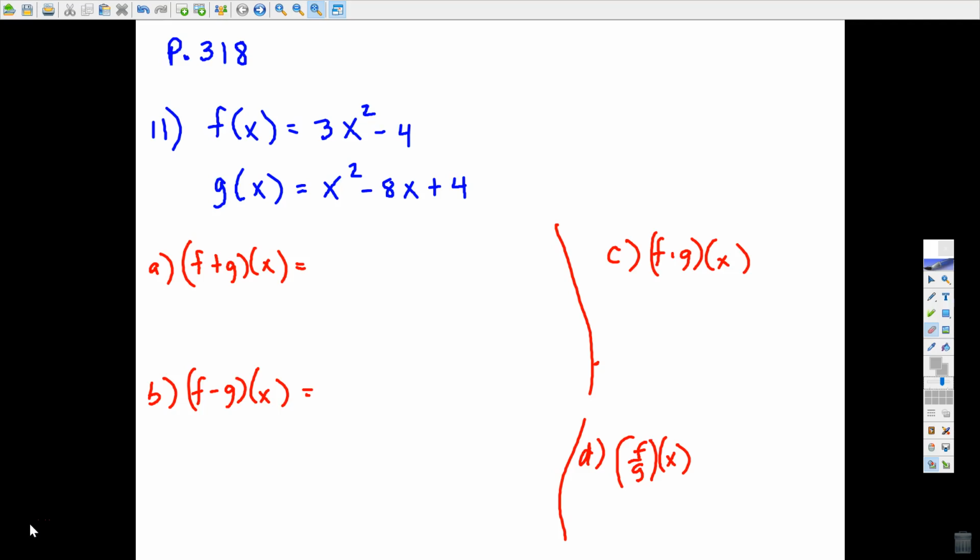Here's some homework help for lesson 5.1. This is from pages 318 and 319. Picked 3 problems to work out for you.